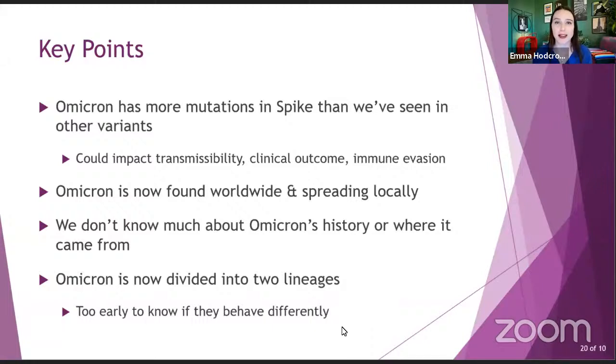It's found worldwide and it's already spreading locally here in Europe, so we need to start preparing for what impact this might have. We don't yet know much about its history or where it came from, but hopefully we'll be able to see more as more data comes in. And finally, Omicron is divided into 2 lineages now, but it's too early to know if they might behave differently.